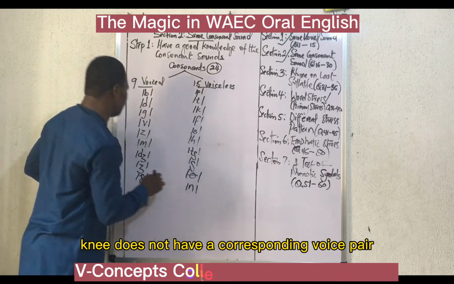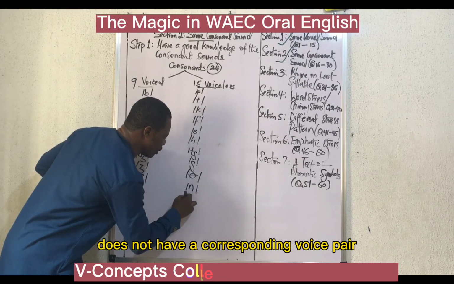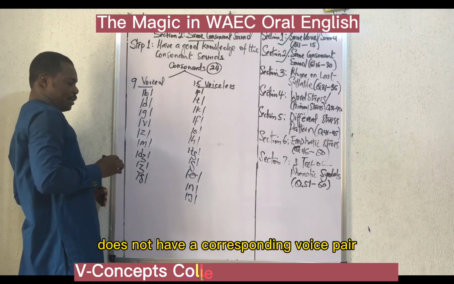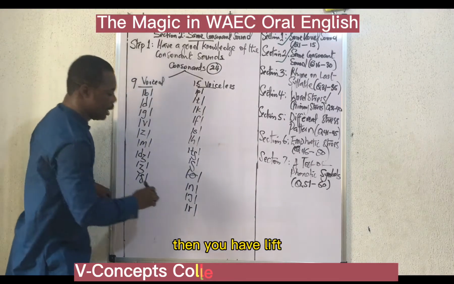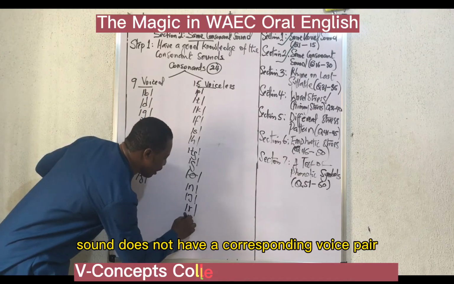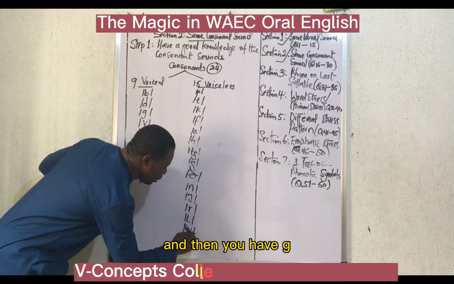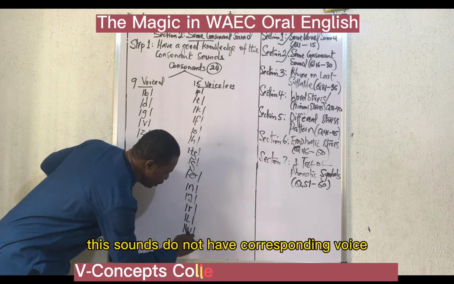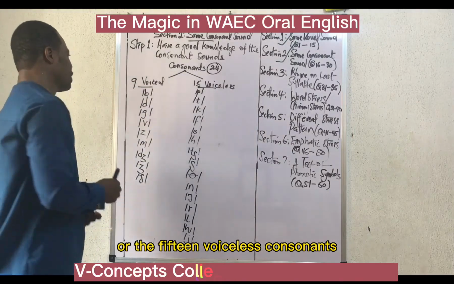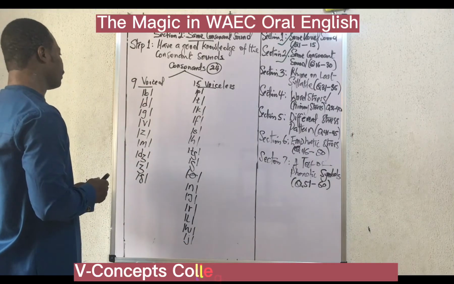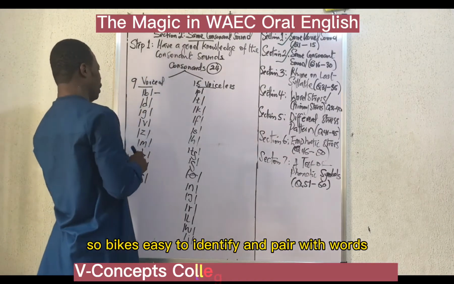The N sound does not have a corresponding voice pair, and then the ng sound does not have a corresponding voice pair. The R sound does not have a corresponding voice pair. Then the L sound does not have a corresponding voice pair. You have W, and then you have Y. These sounds do not have corresponding voiced sounds, and that makes up the 15 voiceless consonants. So it is quite easy to identify and pair them with words.